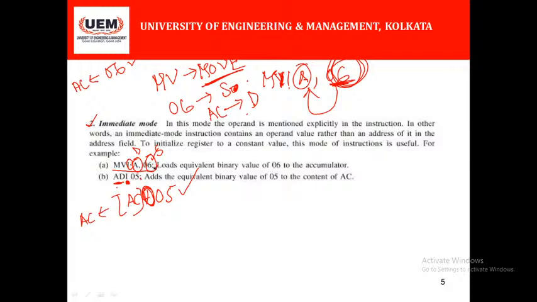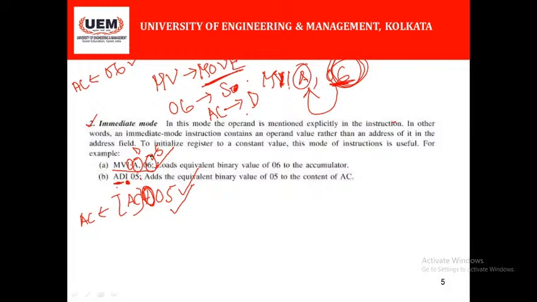Look at that. 06 is the operand, it is explicitly mentioned. 05 is the operand, it is explicitly mentioned. Okay. In other words, an immediate mode instruction contains an operand value rather than an address of it in the address field.